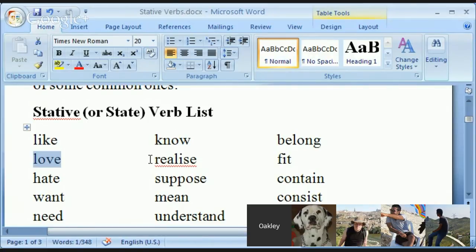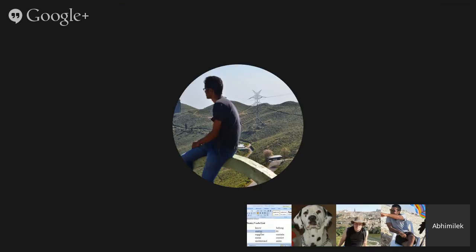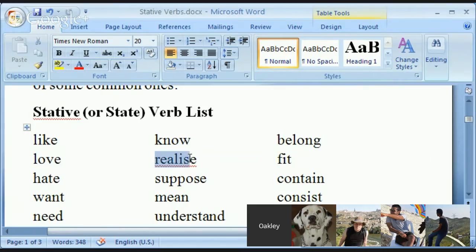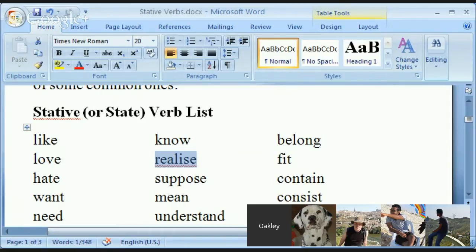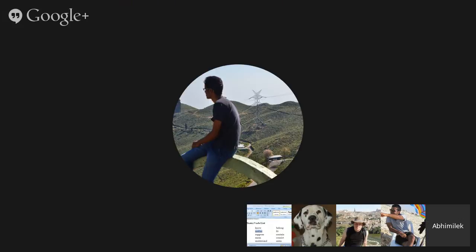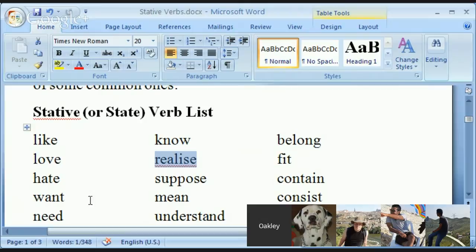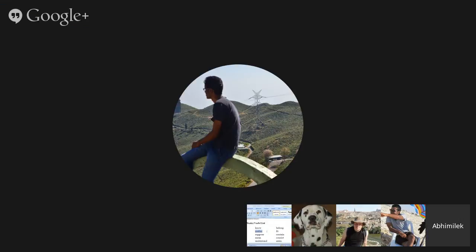Abimelech, what do you think of the next word here? Realize. And also, are you a lawyer? Would you like to help me bring a lawsuit against McDonald's? I'm not a lawyer. Okay. All right. Well, never mind that. Me neither.